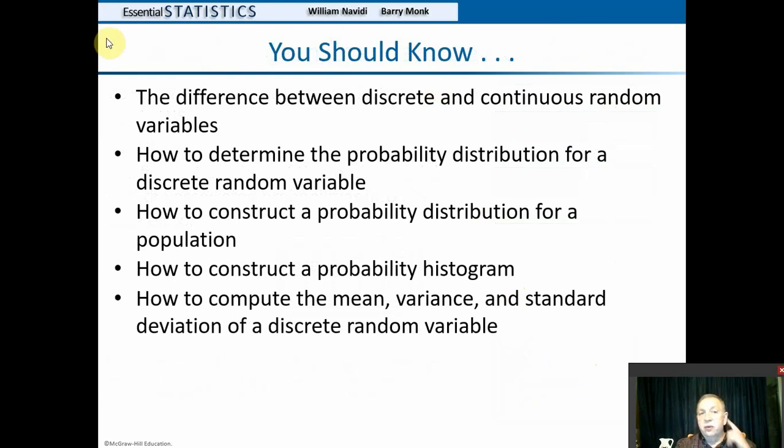So far we've covered the difference between discrete and continuous random variables. We'll do more with continuous random variables as we go forth in the course. How to determine the probability distribution for a discrete random variable, the outputs along with their probabilities, how to construct a probability distribution so we can look at a graph and look at that distribution, the histogram, how to compute the mean, the variance, and the standard deviation.